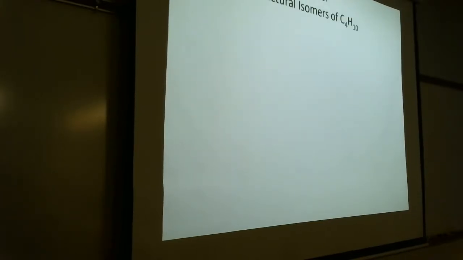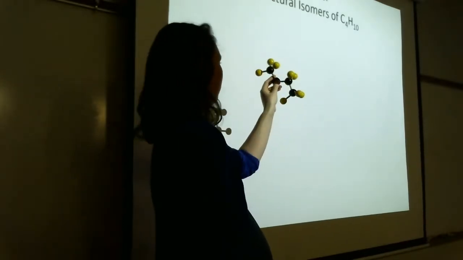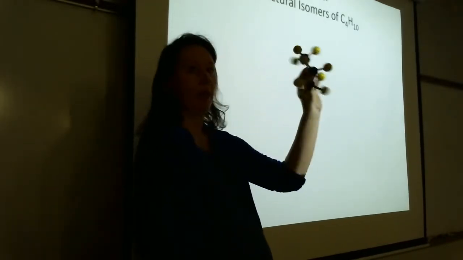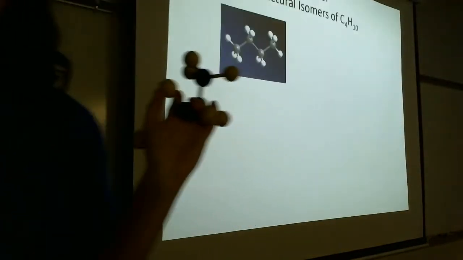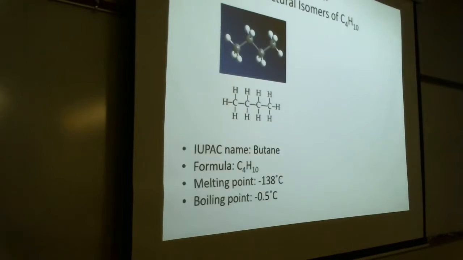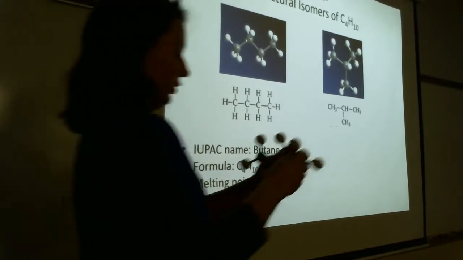So let's look at some structural isomers of C4H10. Well, here's one of them. That's the linear one. That's not the favorite conformation. There it is. That's butane. That's one of them, C4H10. But there's another one. If you took this methyl group and stuck it right there, would that still be C4H10? So in other words, we're going to do a swap.